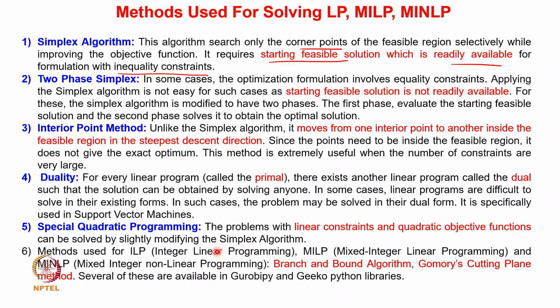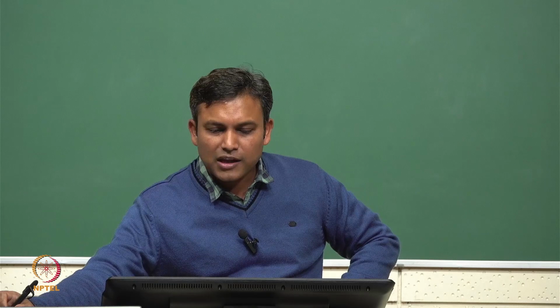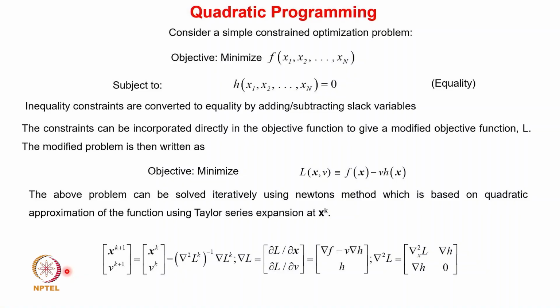And whenever we are having problem formulations like integer linear programming, mixed integer linear programming and mixed integer non-linear programming, typically the algorithms used are the branch and bound algorithm and Gomory's cutting plane method for integer linear programming, mixed integer linear programming and MINLP. But whenever we are having only non-linear programming, typically we use quadratic programming. Quadratic programming is the extension of what? Extension of Newton's method.